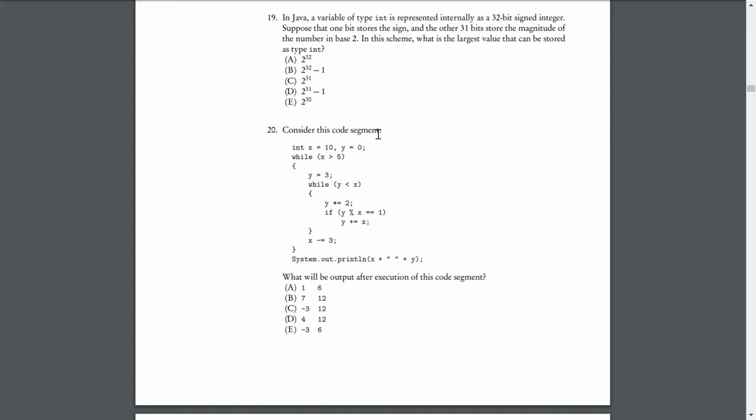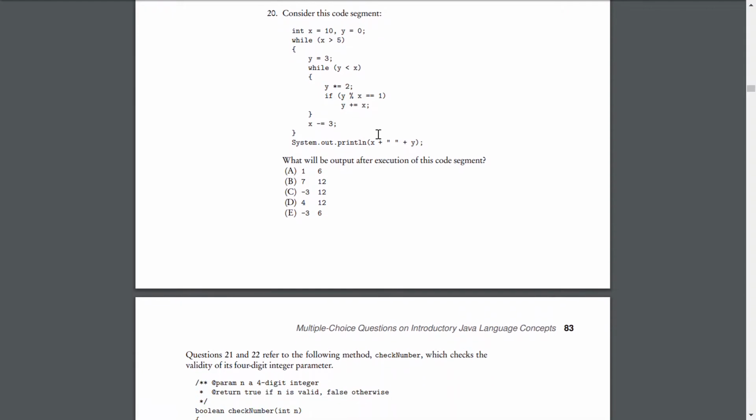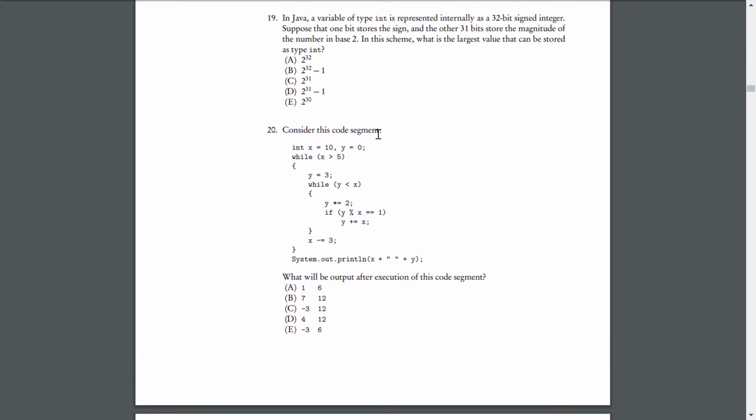Okay. The largest value that can be stored as type int, if we remember correctly, was 2 to the power of 31 minus 1, because that was the max value for integer if we go back into the notes. That's not necessarily something you should have to memorize, but just know that it's a very large number. But it's going to have a minus 1. It's not just going to be 2 to the power of 31. It's going to be 2 to the power of 31 minus 1.